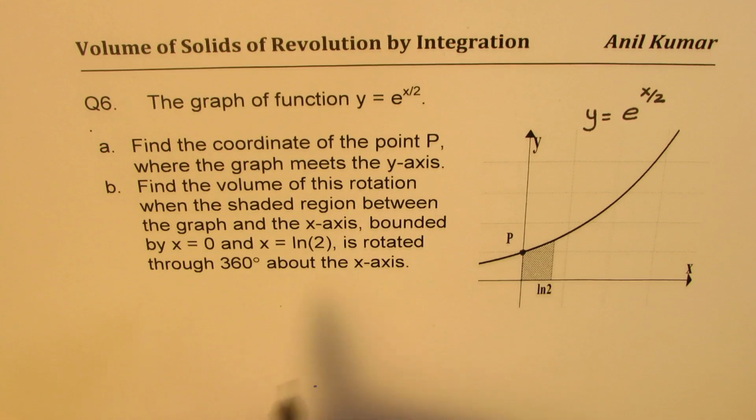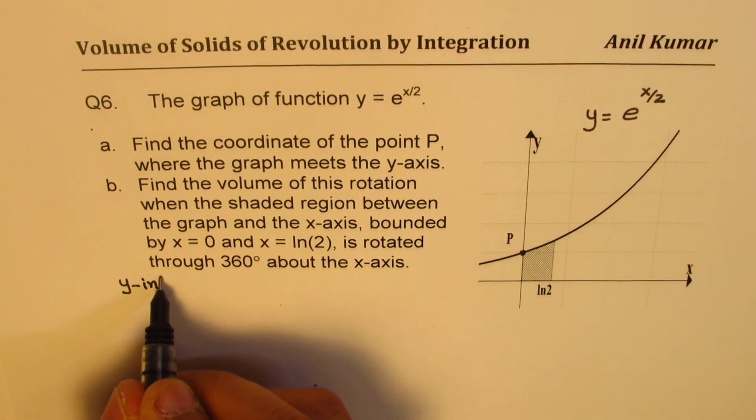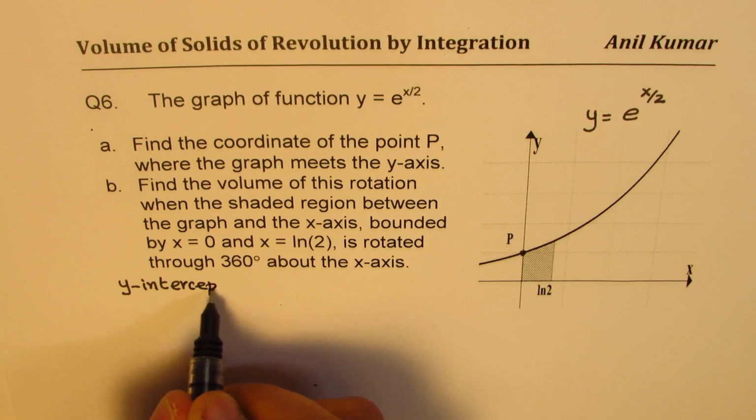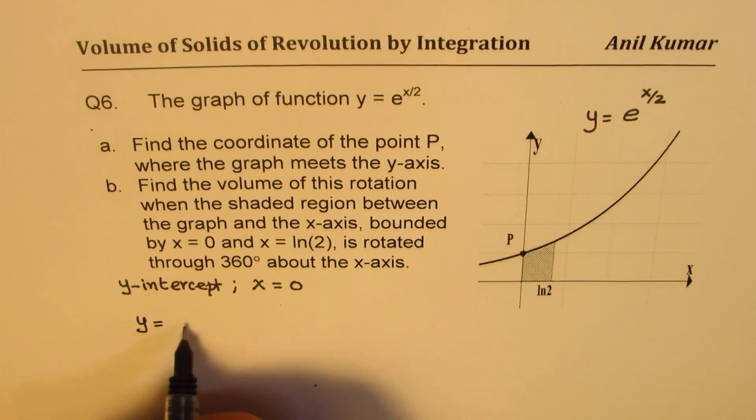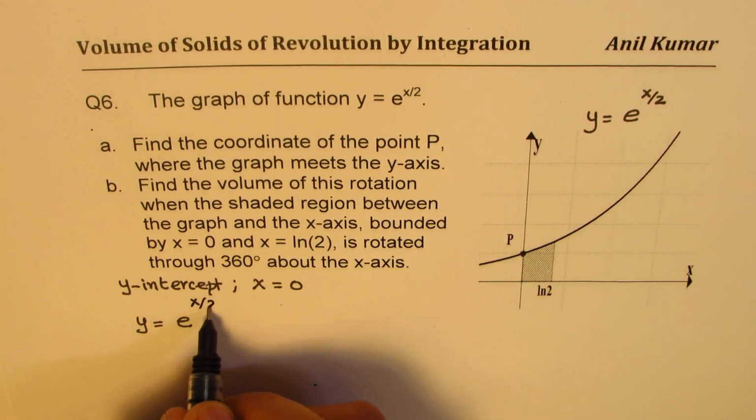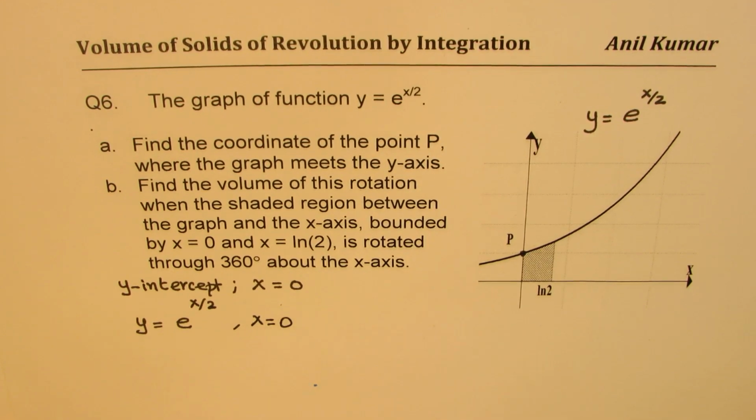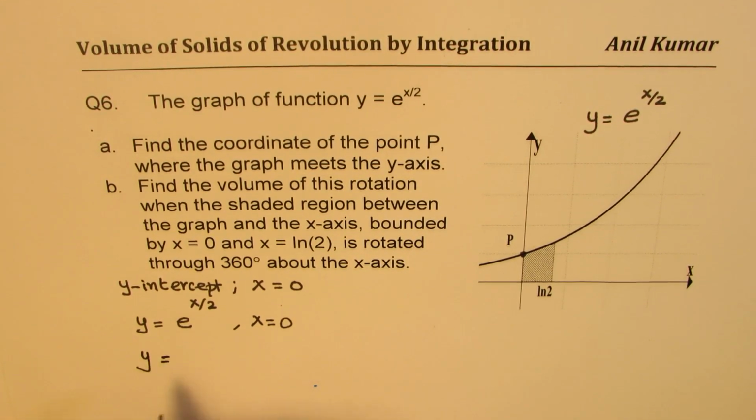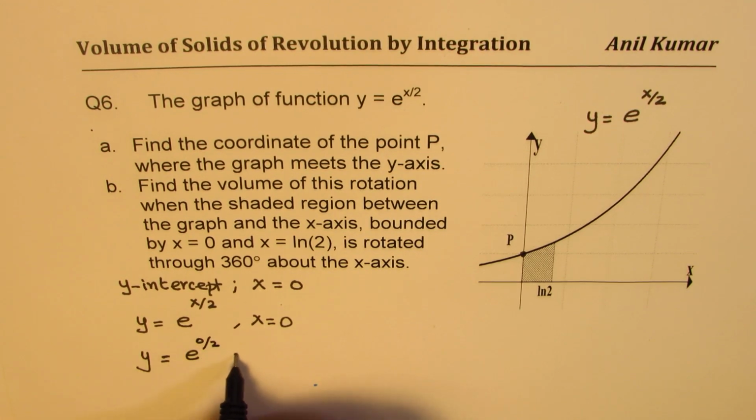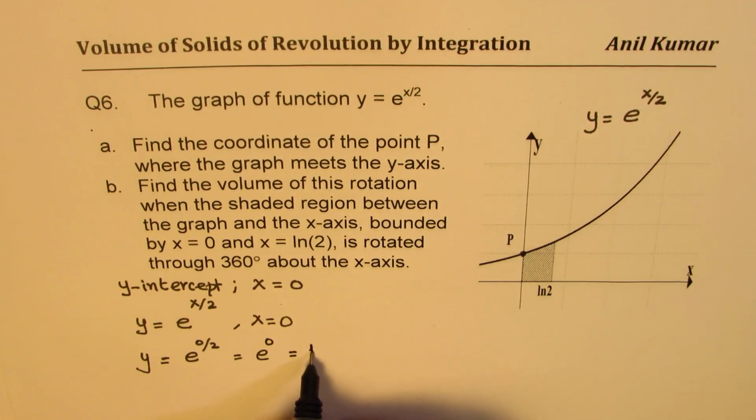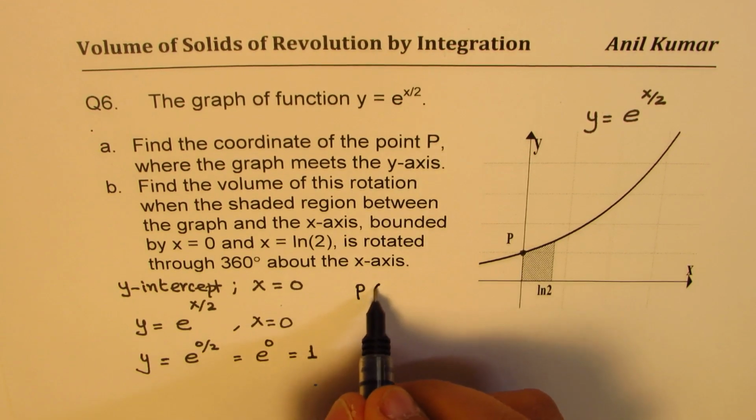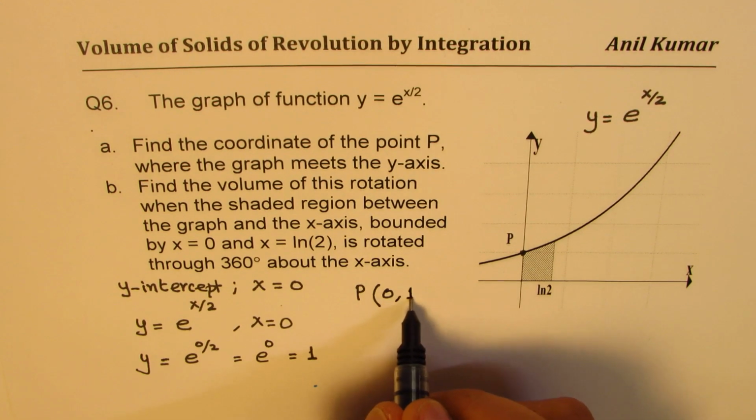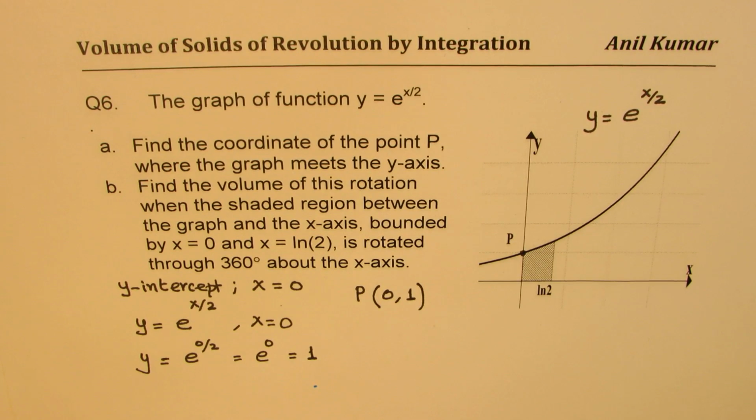Now, to find the y-intercept, what should we do? Well, at the y-intercept, the value of x should be equal to 0. We are given y equals e to the power of x by 2. Now, for x equals 0, we can write this as y equals e to the power of 0 by 2, which is e to the power of 0, or just 1. So the value of P here is what? The coordinate P has x value 0 and y value 1. Correct? So that becomes the coordinate of point P.